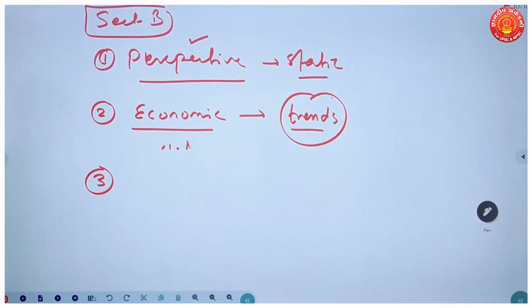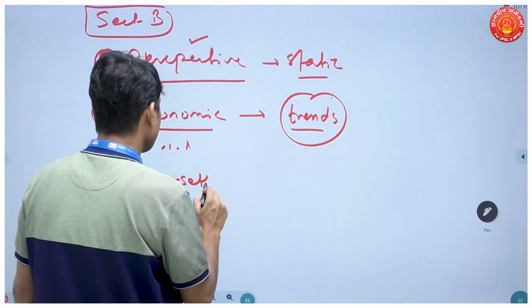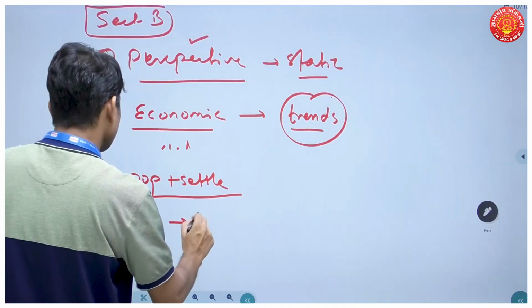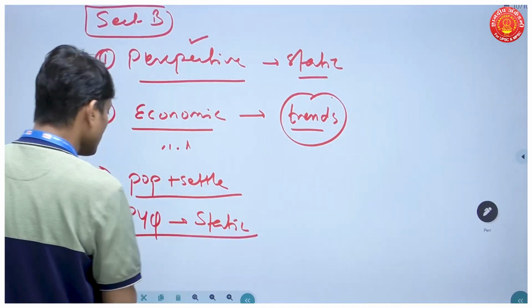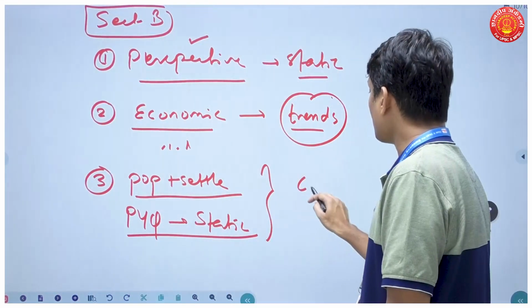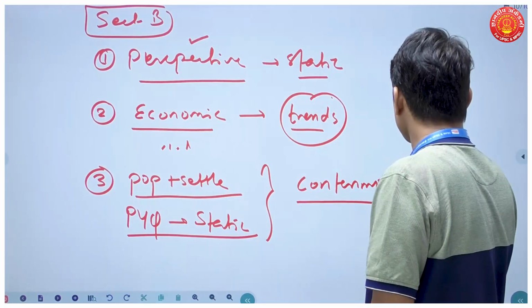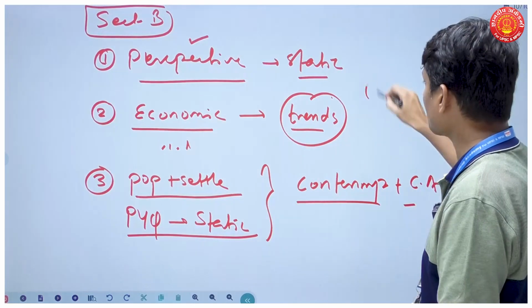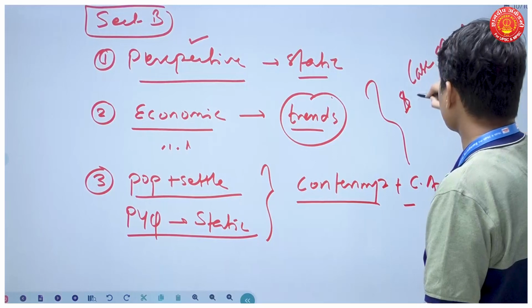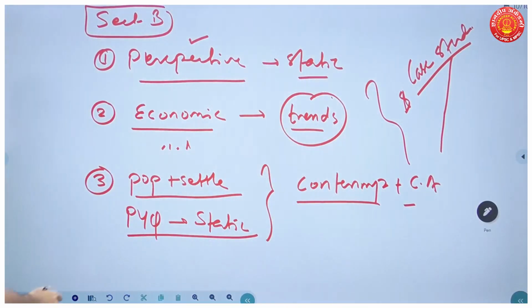Third, beyond economic geography, I'll go for population and settlement. Again, in population and settlement, I'll do PYQ well. With PYQ, I'm mostly done with the static part. I'm not going to add anything in the static part. In current affairs based value addition, I will just add whatever is happening in the contemporary world. You can also have some case studies in this particular area. So keep adding case studies and current affairs as and when possible.